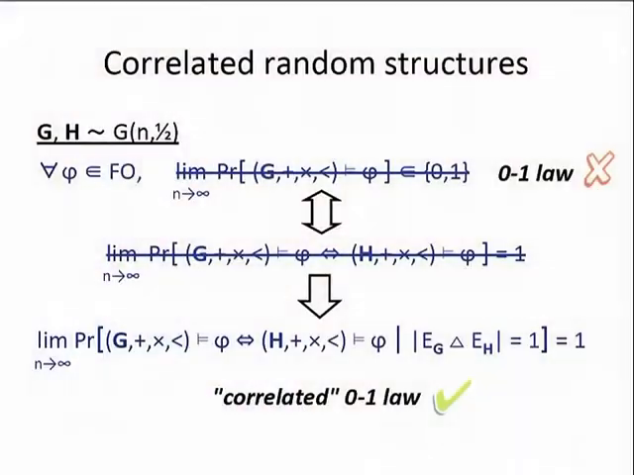This is a disguised version. This is literally equivalent to the statement that d log time uniform AC0 has average sensitivity little o of 1. It's exactly equivalent. I'm just trying to explain it this way. This way of explaining the 0-1 law and the correlated 0-1 law is my own.